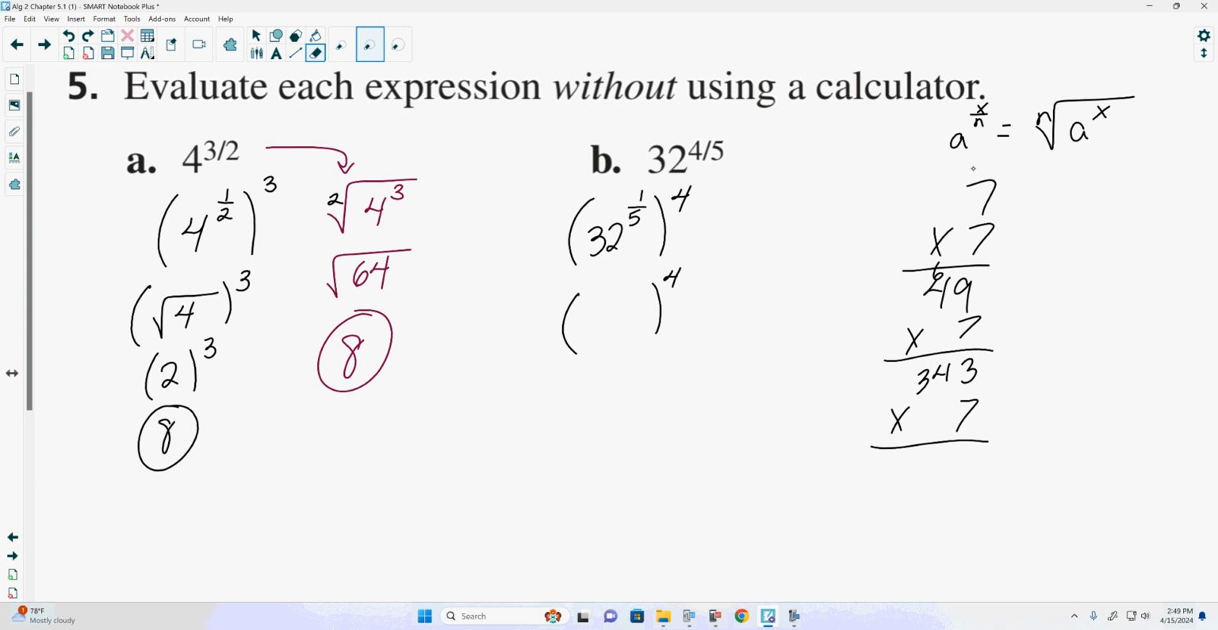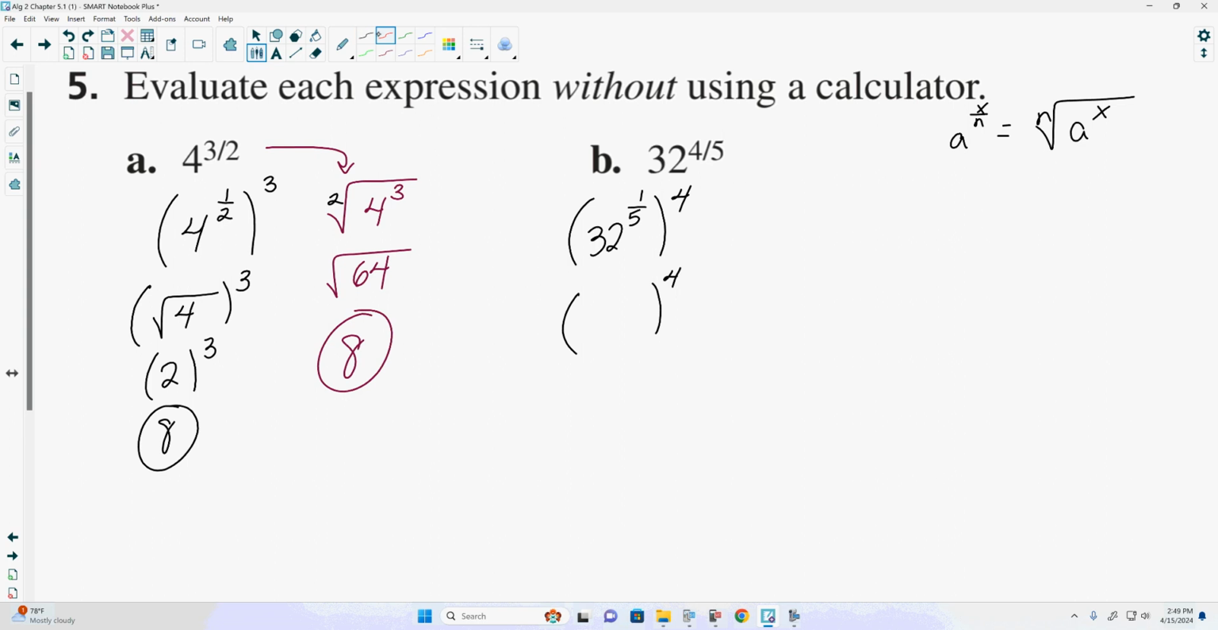What times itself 5 times is 32? Let's try 2. 2 times 2, 2 squared, is 4. 4 times 2 is 8, so 2 cubed is 8. Times 2 is 16, so 2 to the 4th is 16.